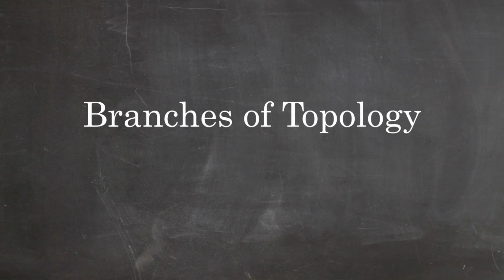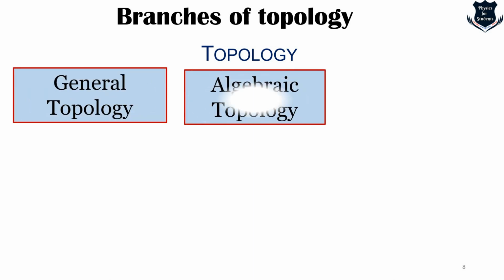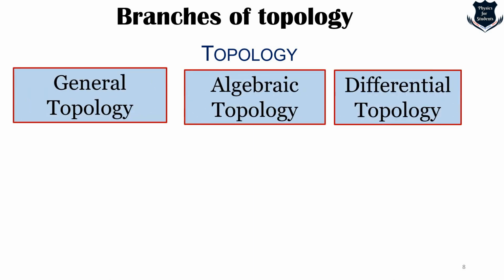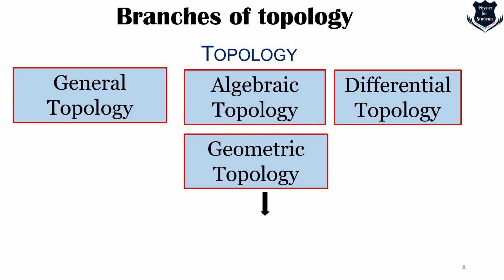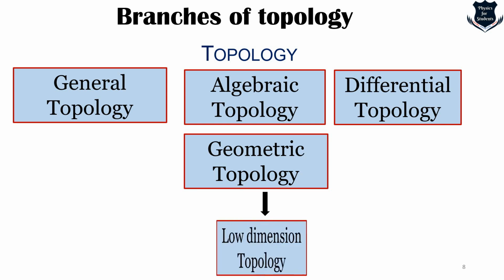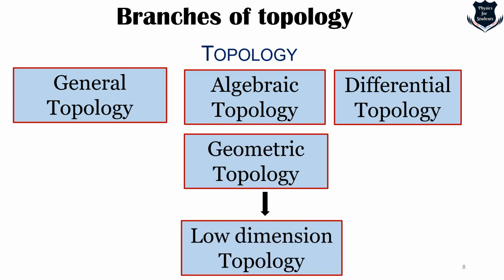Right. So first we need to understand, when we are going into topology, what the different branches involved are, because the books that we will be talking about depend upon the branches. Topology can be broadly divided into general topology, algebraic topology, differential topology, and geometric topology. Geometric topology can further be subdivided into lower dimension and higher dimension.